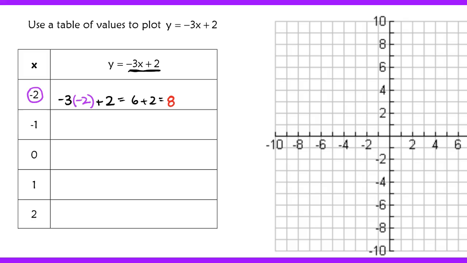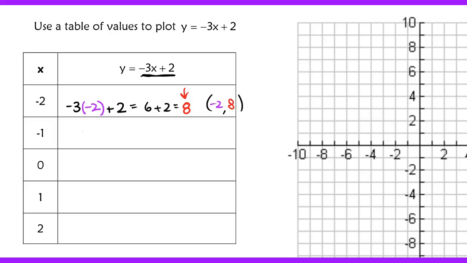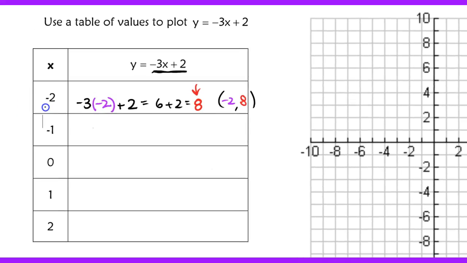So let me go ahead now, and I can rewrite this as an ordered pair. This is the x value, and now this is my y value. So if I write that as an ordered pair, I have the x is -2 and the y is 8. So I have the coordinate -2, 8. Okay, so now we're going to go ahead and we repeat that process.